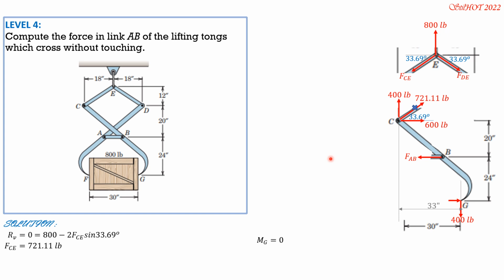So moment G is 0, counterclockwise positive, so we have FAB times 24. Then minus 600 times 20 plus 24 is 44. Then minus 400, counterclockwise positive, so this is clockwise. 400 times 33 is also clockwise, so minus 400 times 33. So it's only FAB that is unknown here. Solving for FAB. FAB is 1650 pounds.